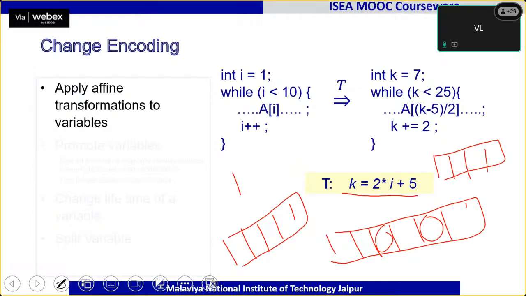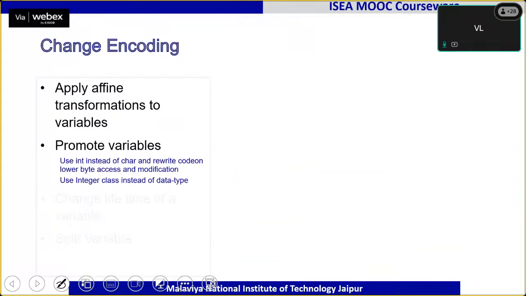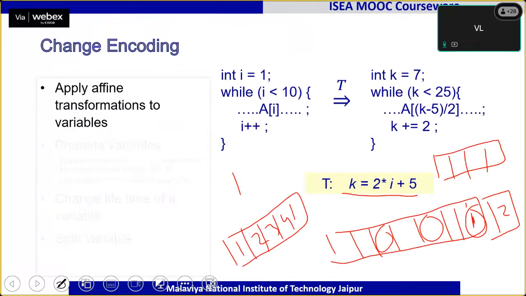If I say k equal to 2i plus 5, here when i equal to 1, k will be 2 into 1, that is 2, plus 5, 7. So I'll be storing it at the 7th location of this array. Then i equal to 2, k will be equal to 9. So then I'll be storing it at the 9th location. What is stored in other locations doesn't matter because we are not interested in that. It could be garbage.